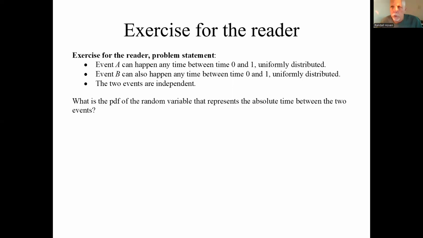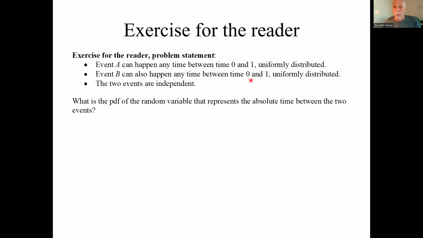Okay, let's go through a little brain teaser that ties together some of the basic probability concepts we've already covered in previous videos. So let's read this problem statement. Event A can happen anytime between 0 and 1, uniformly distributed. That means any time between 0 and 1 is equally likely. The PDF, the probability density function that we'll be using then, will be a constant value between 0 and 1 and 0 outside those limits.